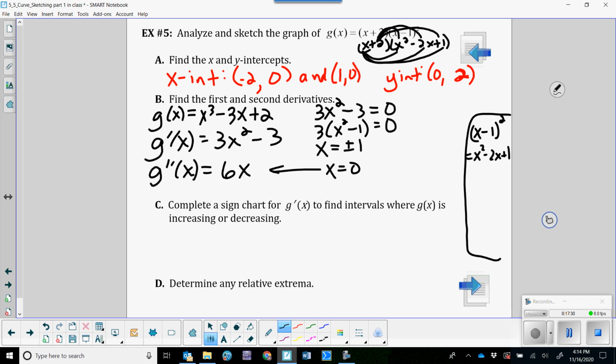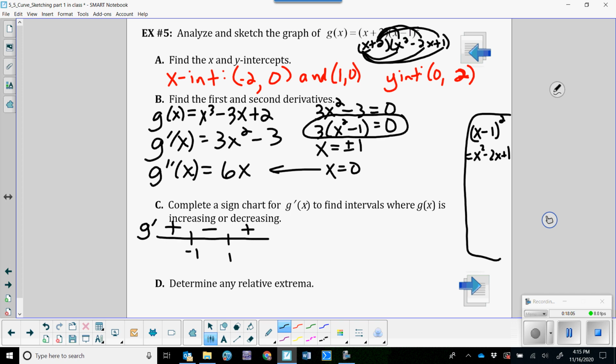So to make a sign chart, we're going to have negative 1 to 1, and we have g prime, because this is for increasing, decreasing. So if I go less than negative 1, look right here to plug that in. If I take less than negative 1, like negative 2, I'm going to get 4 minus 1 times a 3, so that's positive. And then if I pick between negative 1 and 1, like pick 0, I'm going to get negative. Pick a number bigger than 1, I'm going to get positive.